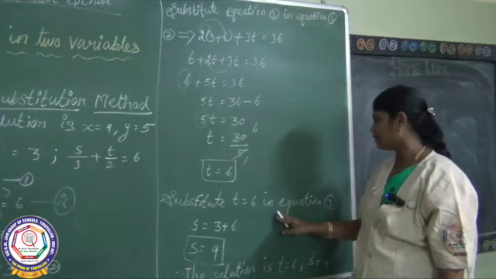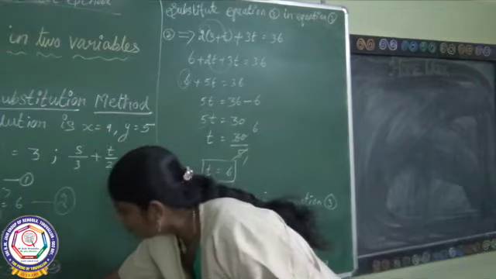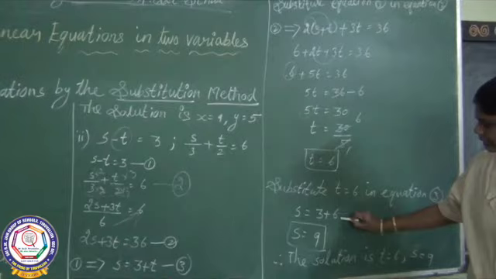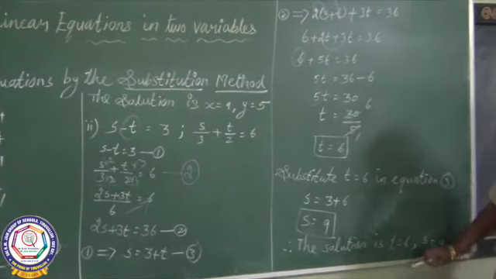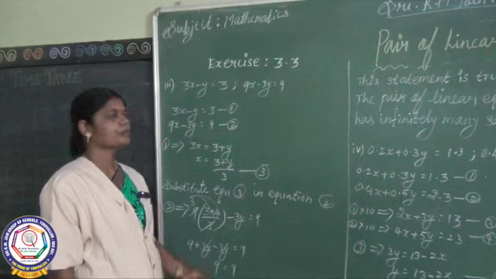Substitute t equal to 6 in equation 3. So equation 3, s equal to 3 plus t. So s equal to 3 plus 6. 3 plus 6 you get 9. So the solution of the pair of equations is t equal to 6, s equal to 9.